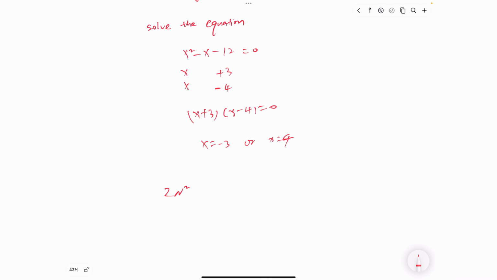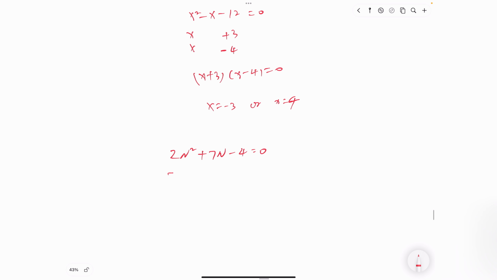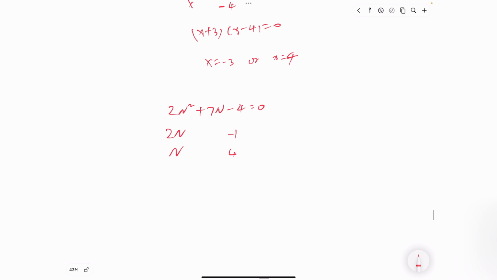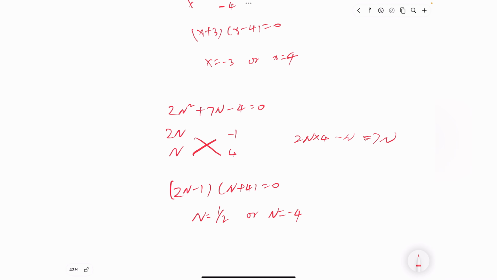We have 2n squared plus 7n minus 4 equals 0. So 2n and 4, negative 1. We have 7n. So 2n times 4 minus n equals 7n. 2n minus 1, n plus 4 equals 0. n equals one half, or n equals negative 4.